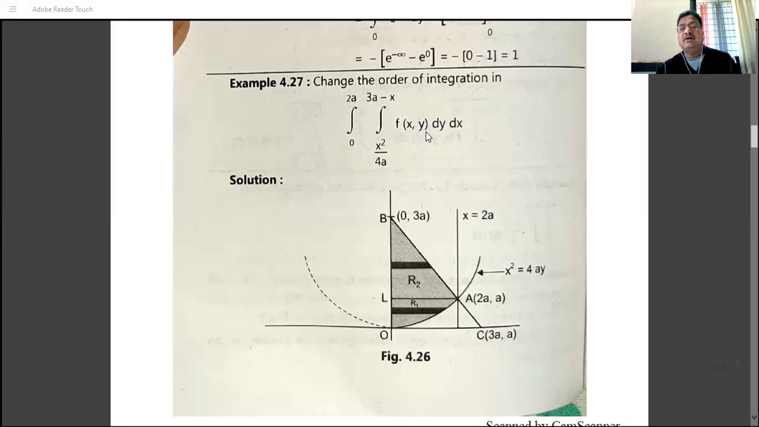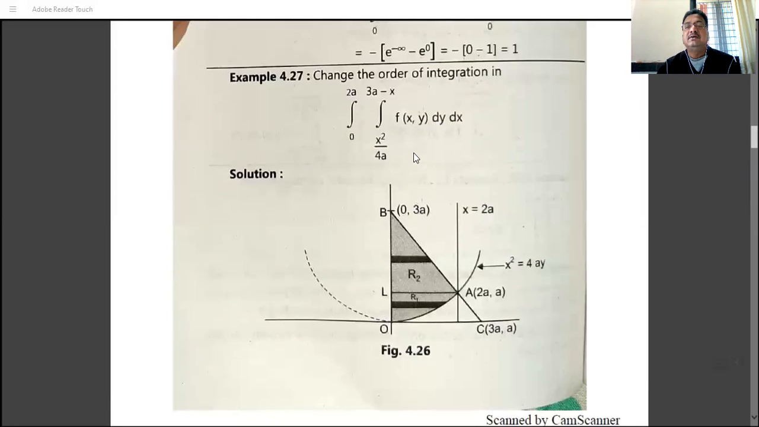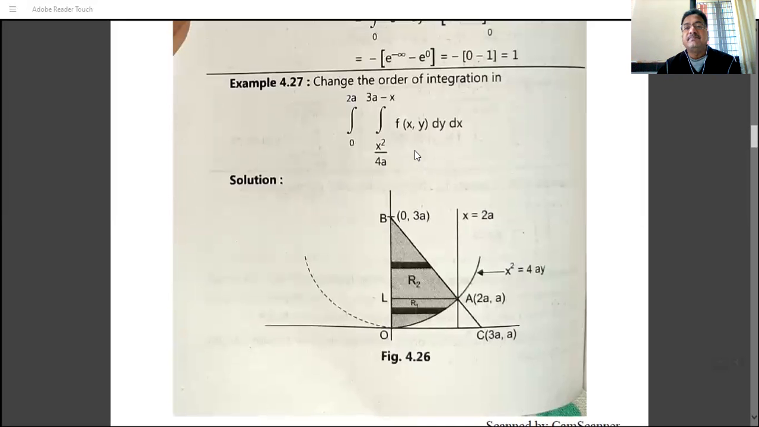And we have to change the order, means we have to integrate with respect to x first, and then with respect to y. So first draw the figure. In order to change the order of integration, figure is important. So how we can draw the figure? Figure is obtained from the limit of the integration.